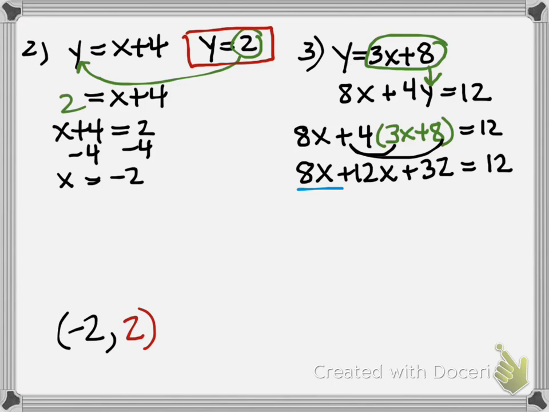Yeah, we have some like terms here, so let's add them up. And what's 8x plus 12x? 20x plus 32 equals 12. Now what?